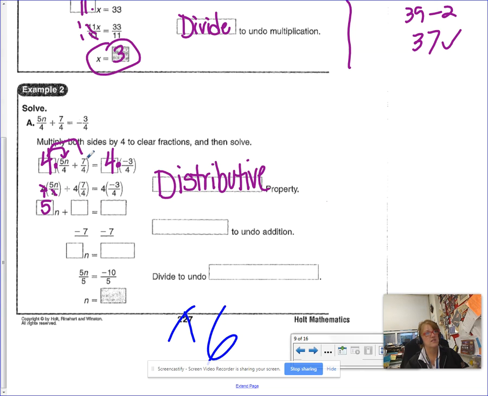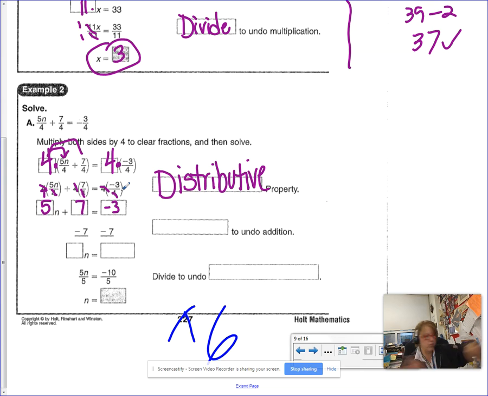Distributing the 4 to 7/4, like they've written right here, this 4 divides the denominator into both being 1s, and you just have 7. 4 times -3/4 is just -3. You see what we did?